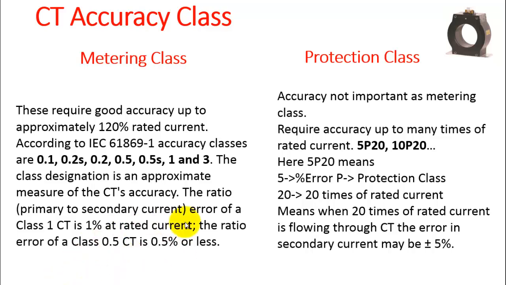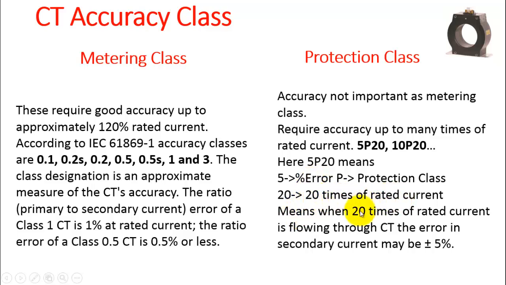So as you can see here, the accuracy class for the protection is 5P20, 10P20, or it can be any figure something like this. What does it mean by 5P20? It means that the first number indicates the percentage error. So it means that there will be a 5% error in the secondary current with respect to the primary current. P stands for protection class and 20 means that 20 times of the rated current.